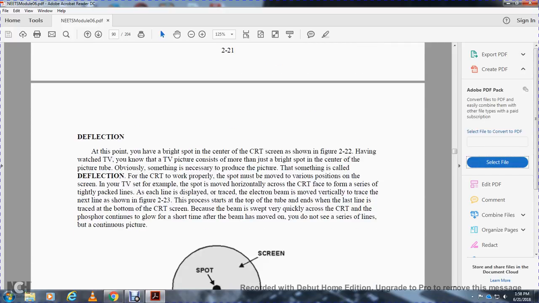Without deflection, at this point, there is a bright spot in the center of the cathode ray tube screen, as shown in figure 222. Of course, a TV picture consists of more than just one bright spot in the center of the picture tube, so obviously something more is necessary to provide the picture.